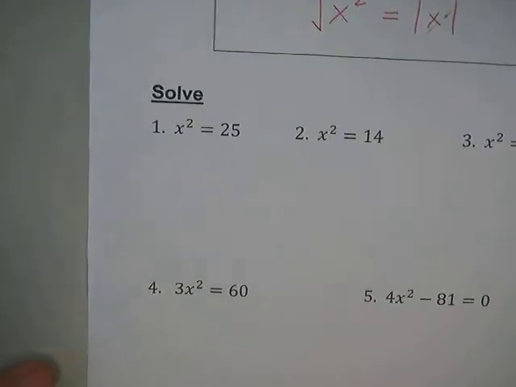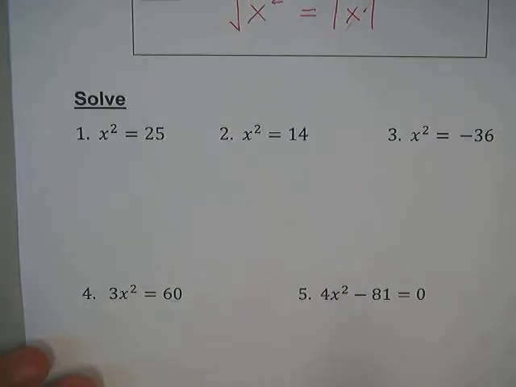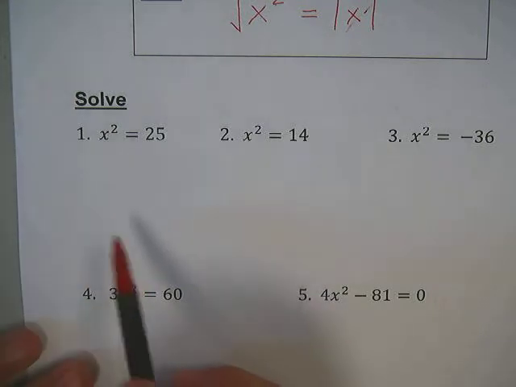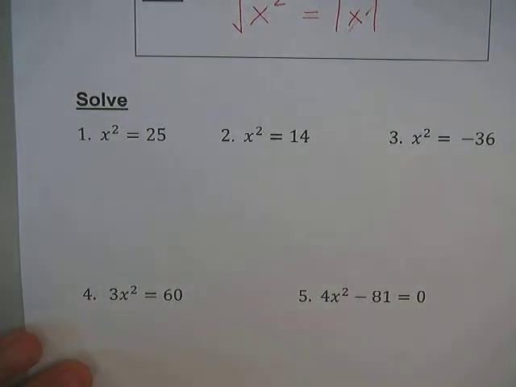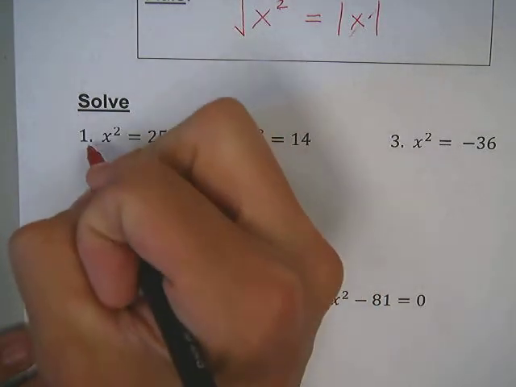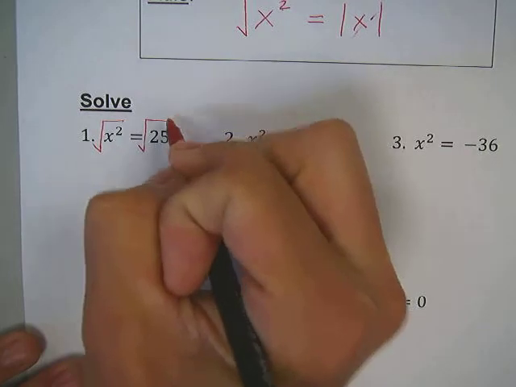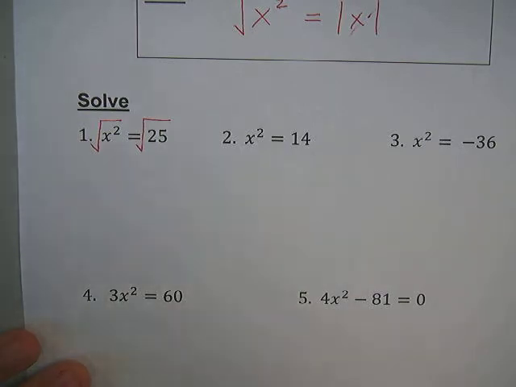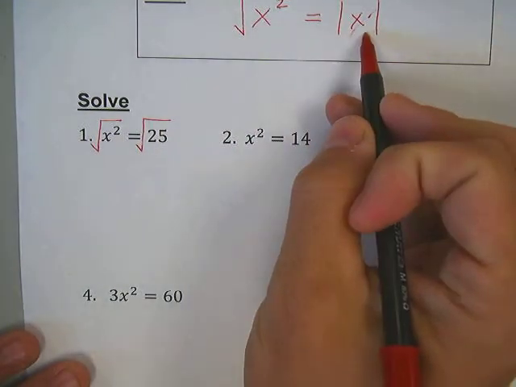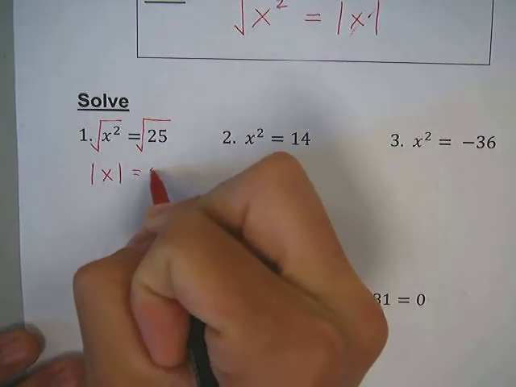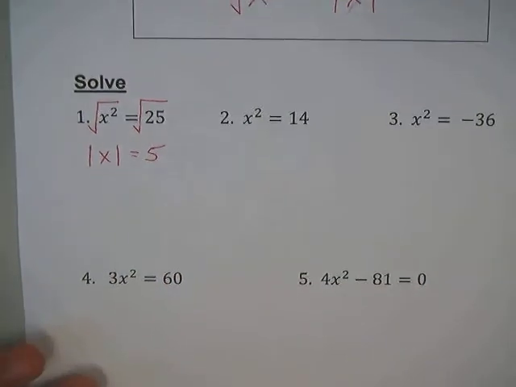So let's talk about solving equations by this square root method. For instance, number 1, we have x squared equals 25. Well, that would be wonderful if it said x equals 25, but it doesn't. So what we can do is simply take the square root of both sides. Now the square root and squaring, as we talked about before, are inverses of each other. Now this part is really important. This, as we just wrote, is equal to this. So it'll be the absolute value of x equals the square root of 25, which is 5.